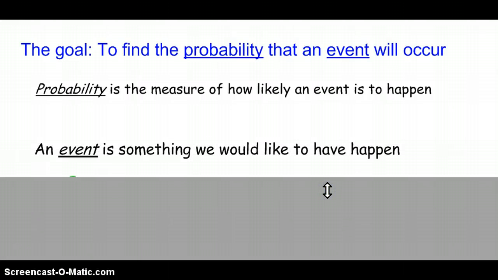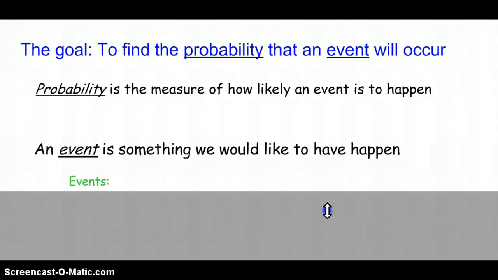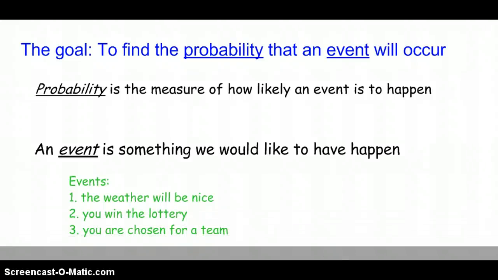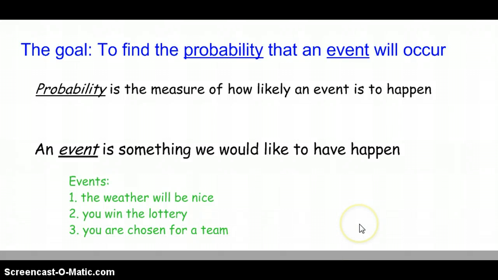An event is something we would like to have happen. So we think about the things that we would like to have happen. We call those favorable events. Such things as the weather will be nice, you win the lottery, or you are chosen for a team. We can also apply probability to mathematical models.